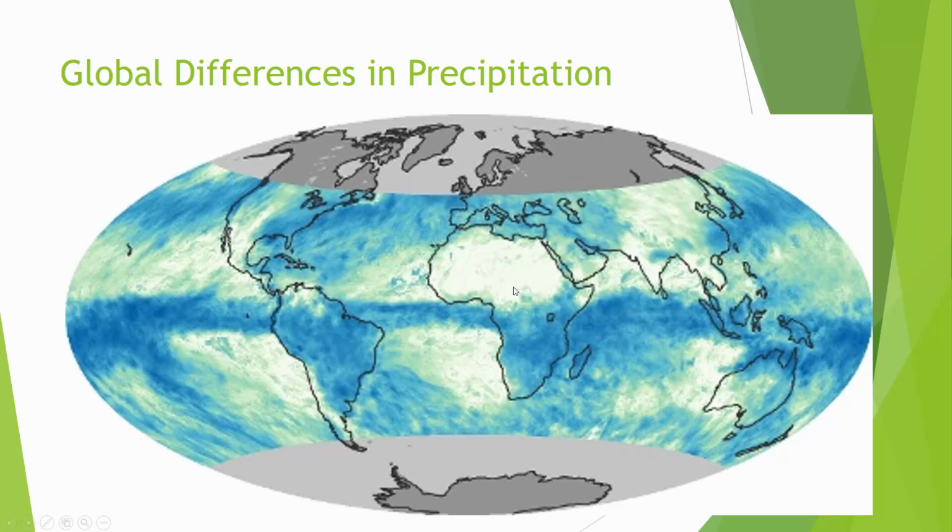So definitely Earth is not equitable in how it's distributing water. Some areas receive a lot of water and precipitation, and other areas do not.